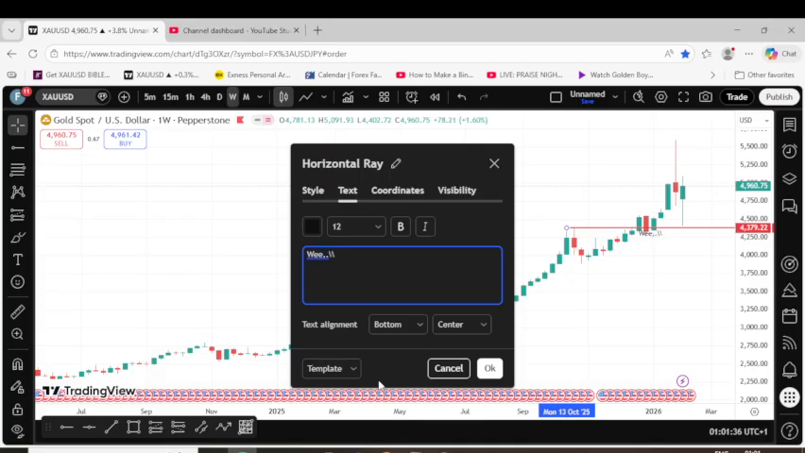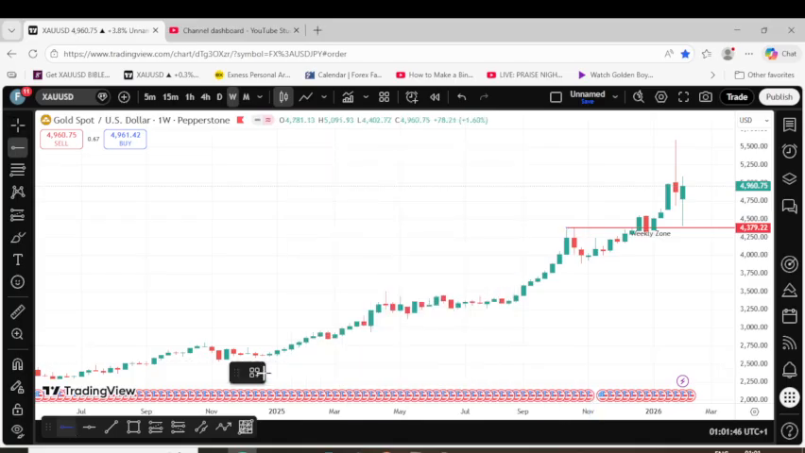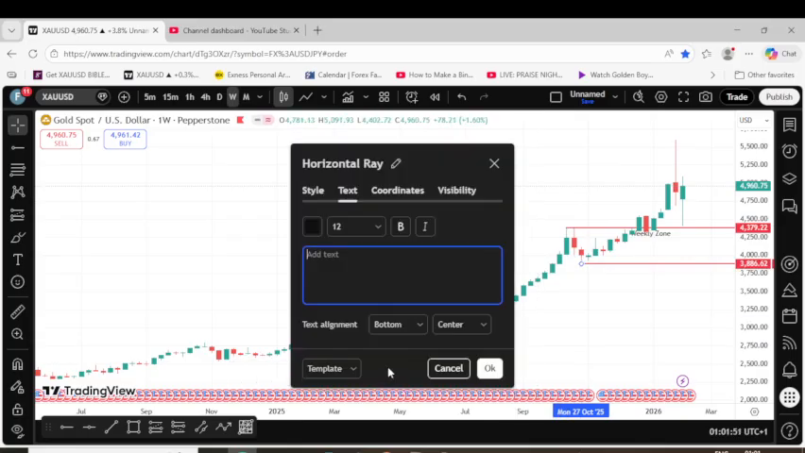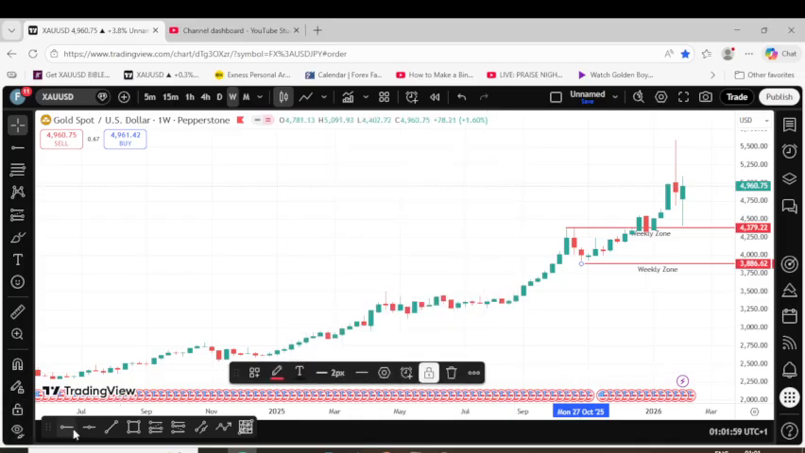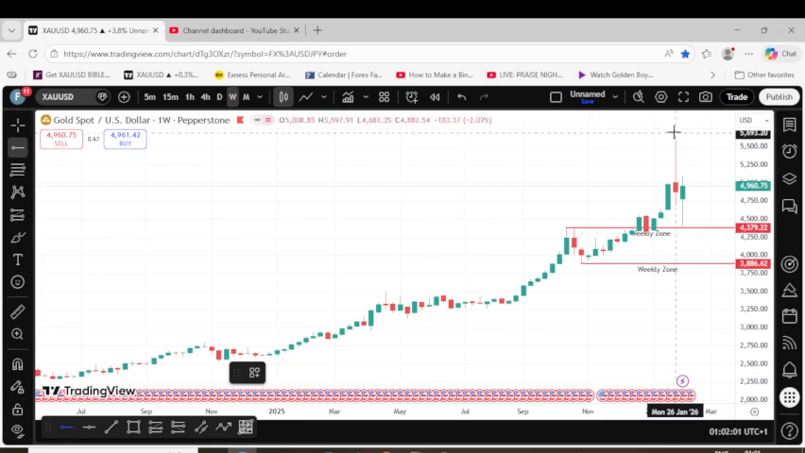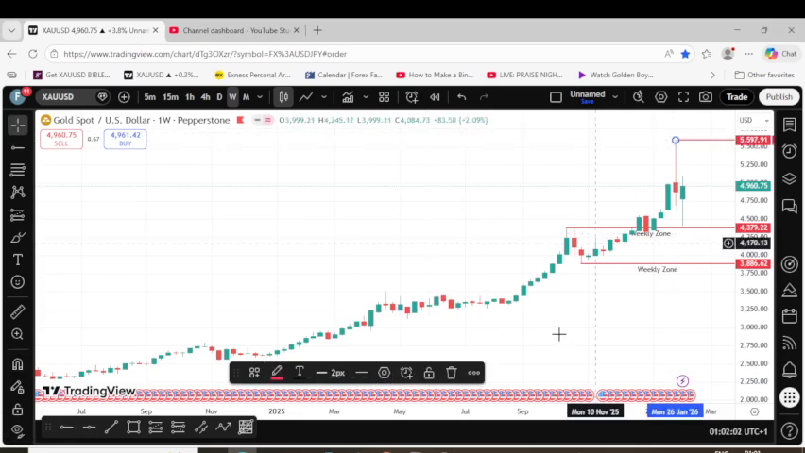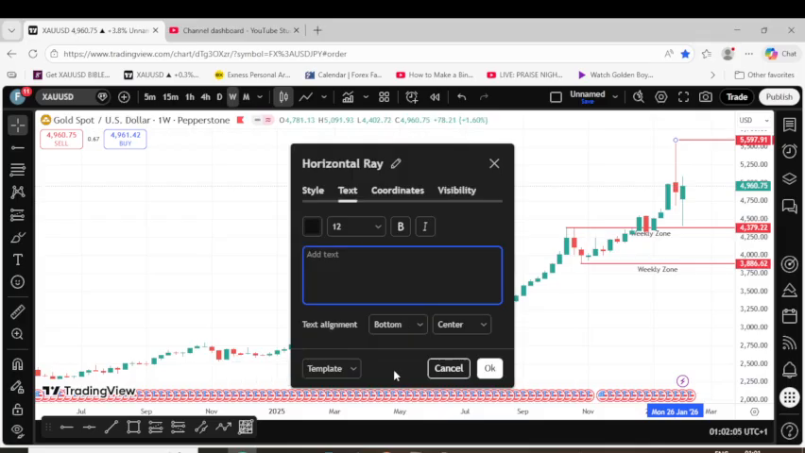Do note our zones are essentially higher level support and resistance. So this zone is a support level, or it's a weekly zone. The other zone was a resistance to support, and this is our all-time high.